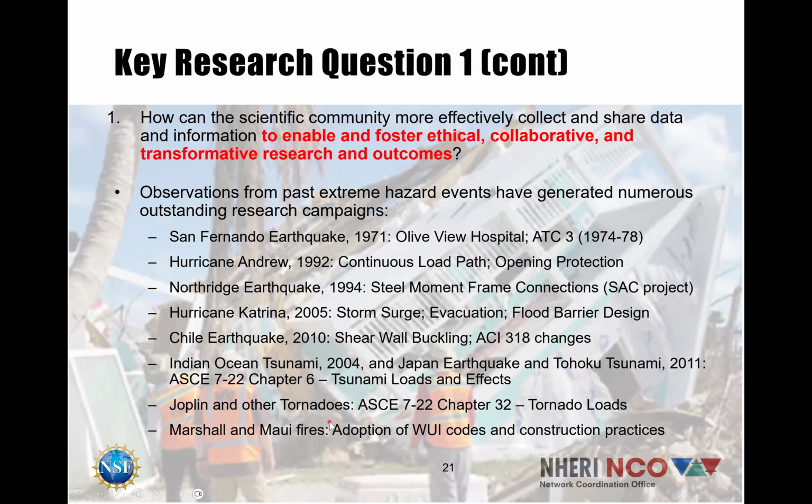The Joplin tornadoes and other tornadoes, but Joplin particularly, led to the initiation by NIST of research to develop a chapter for tornado design. So as of now, ASCE 7-22, Chapter 32 has tornado loads. And the Marshall Fire and Maui Fire are going to significantly increase the adoption of the WUI codes, Wildland Urban Interface codes, which have not been adopted very widely and not always put into practice. I think that's going to change with these devastating fires that we've had recently.